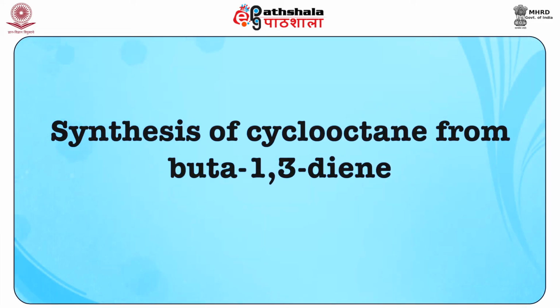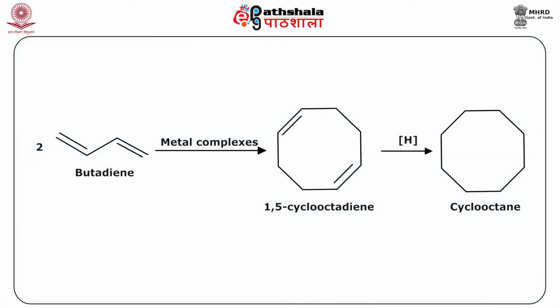Synthesis of cyclooctane from buta-1,3-diene. Cyclooctane and its derivatives can be synthesized from butadiene involving a dimerization reaction. The reaction is catalyzed by metal complexes like nickel bis(cyclooctadiene). The dimerization leads to 1,5-cyclooctadiene, which in turn is reduced to cyclooctane with the help of hydrogen using palladium on charcoal as a catalyst.